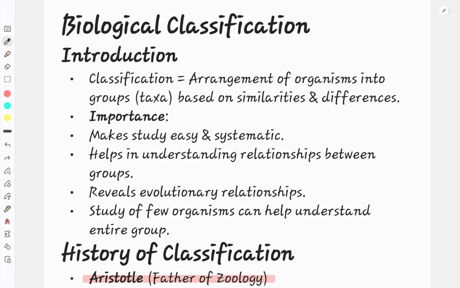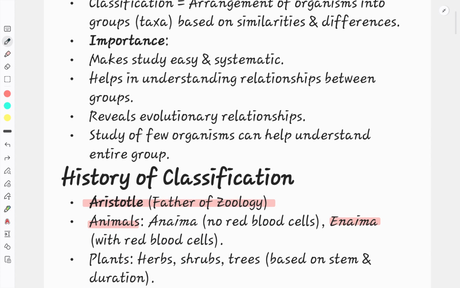What is classification? Classification is the arrangement of organisms into groups based upon similarities and differences. What is its importance? It makes study easy. How does it make study easy? It makes the system of organisms well organized. For example, if we need to study a certain group like Panthera, we can easily go to the animal kingdom and search for the genus Panthera, which includes species like Tigris, Leo and Pardus.